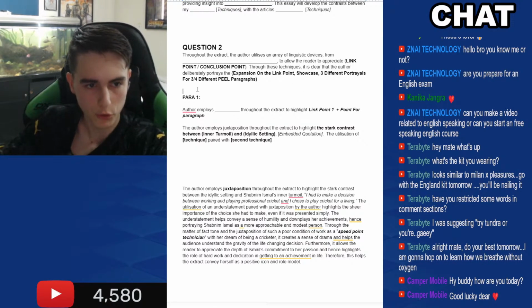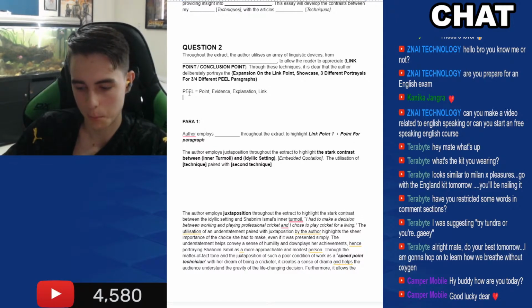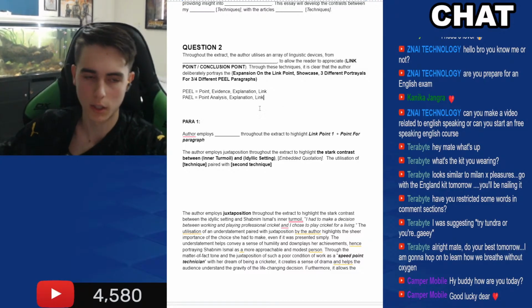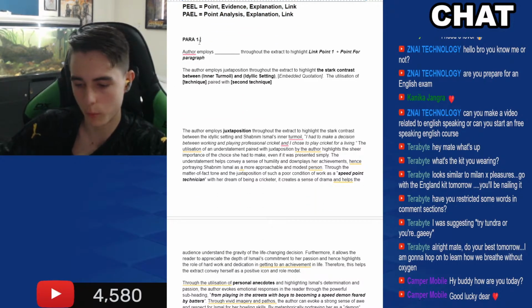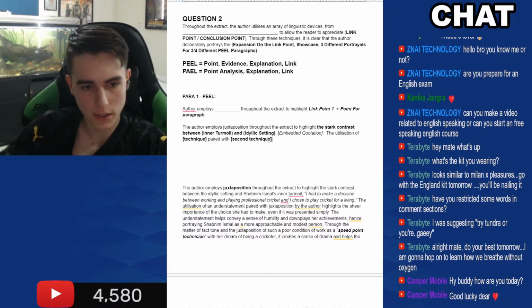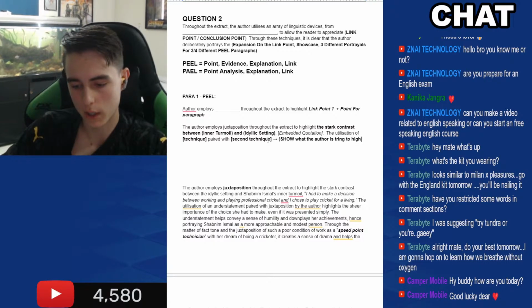And obviously, if you don't know what those are, PEEL equals point, evidence, explanation, link, and PAEL equals point, analysis, explanation, link. Okay, just key points to remember there. We're doing a paragraph 1, which is a PEEL. So we have our second technique, and then we have to show what the author is trying to highlight to us.